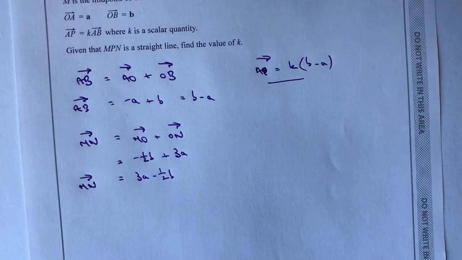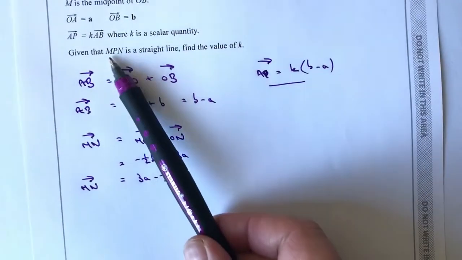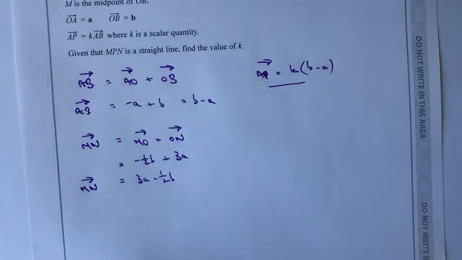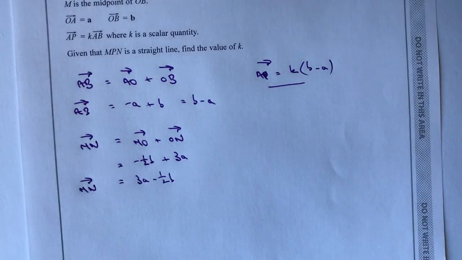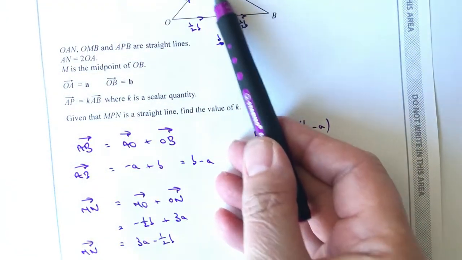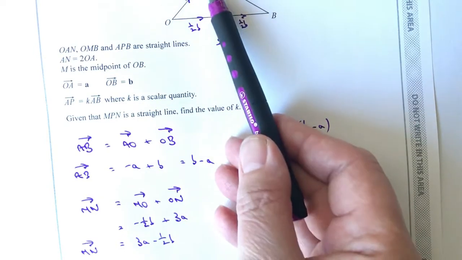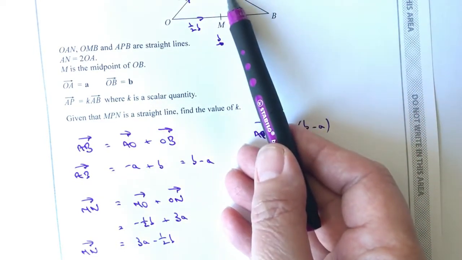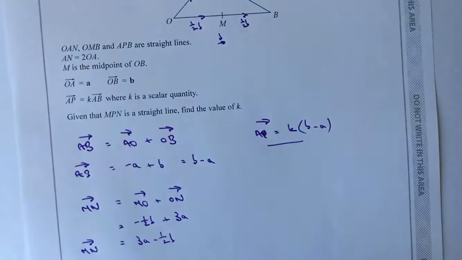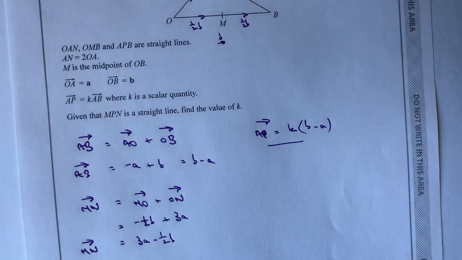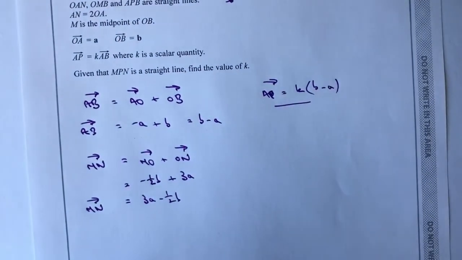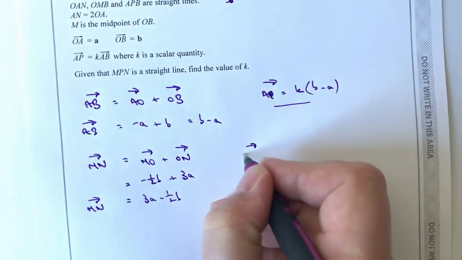Okay, so the other one then is I need to look at NP. Now, the reason I want to look at NP is because we've got this MPN is a straight line, find the value of K. Well, NP is going to involve AP, because I can go that way plus that way. And once I start getting involved in this, hopefully then it'll give me some clue as to how I can solve this particular question.